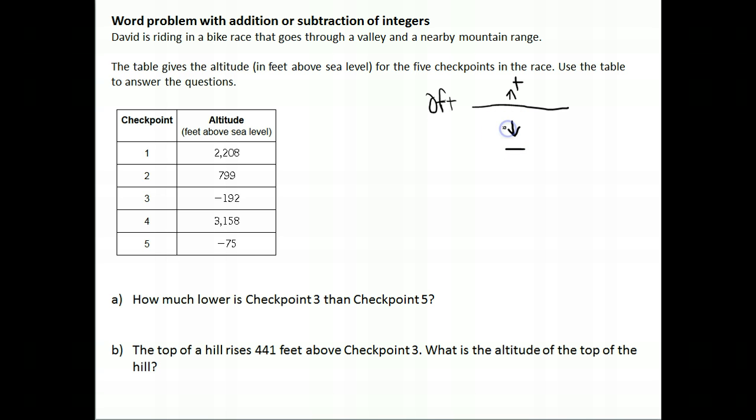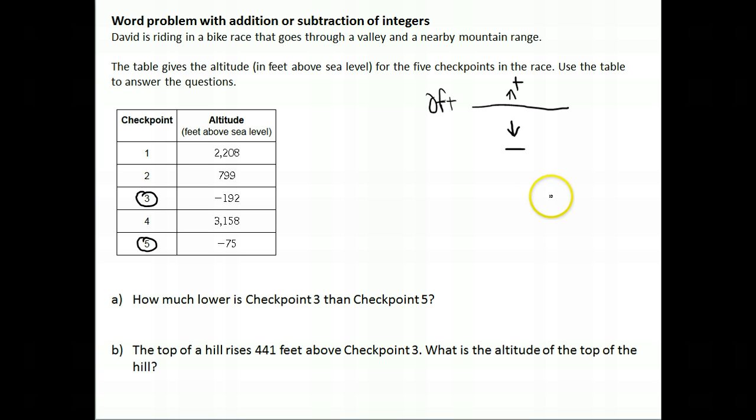Next, let's read the actual question. How much lower is checkpoint 3 than checkpoint 5? So we're looking at checkpoint 3 and checkpoint 5. We have the altitude. Checkpoint 3 is negative 192 feet below sea level, and checkpoint 5 is negative 75 below sea level. So we're both going below sea level.